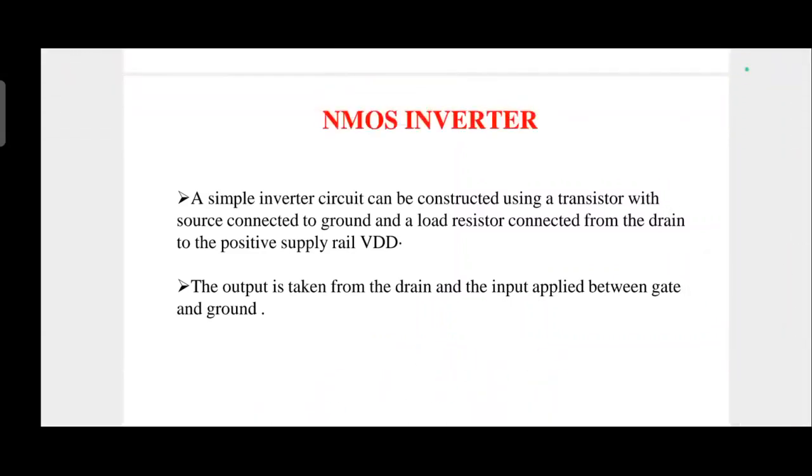Now let us discuss the construction of an NMOS inverter circuit. A simple NMOS inverter circuit can be constructed with the help of one NMOS transistor, with the source connected to the ground as well as a load resistor that is connected from the drain to the positive power supply rail VDD. The output is taken from the drain and the input is always applied at the gate terminal, between the gate as well as ground.